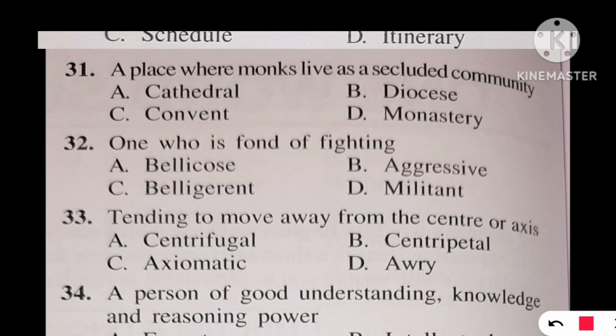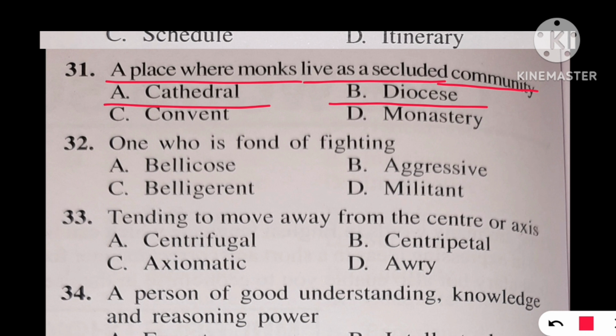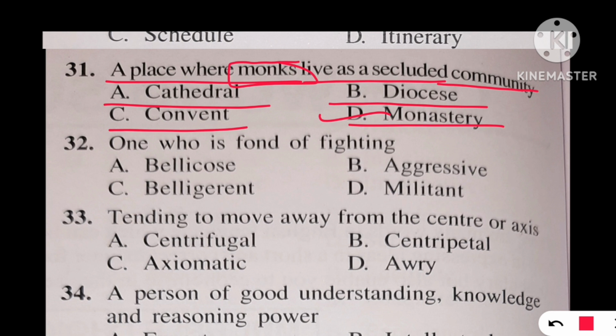Question number 31. A place where monks live as a secluded community. Option A, cathedral. Option B, diocese. Option C, convent. And option D, monastery. The right answer is option D, monastery. Monks stay in a monastery secluded from community.